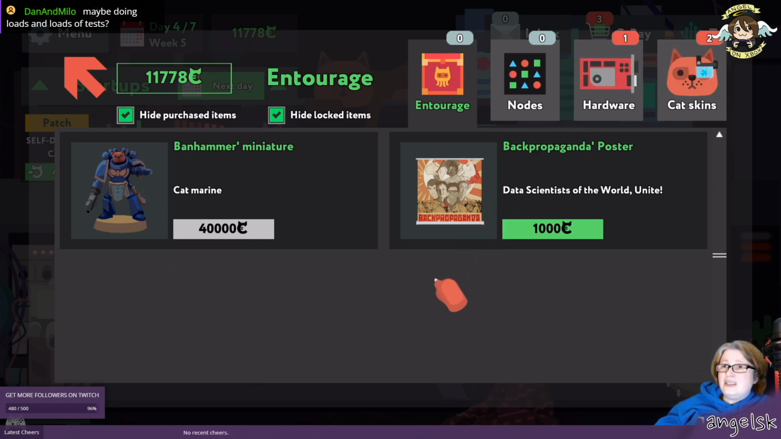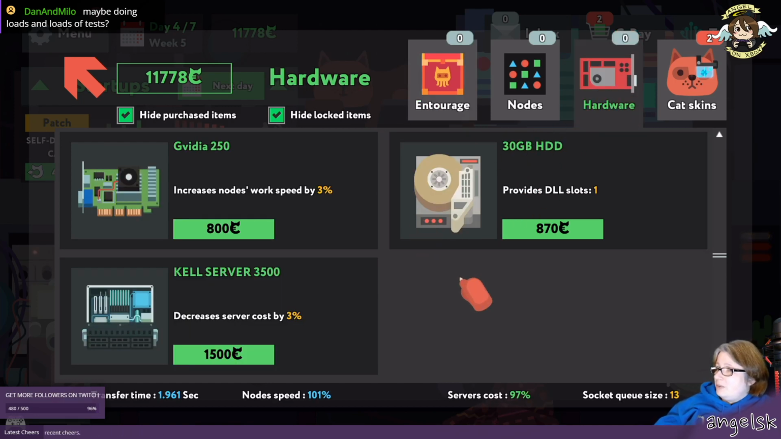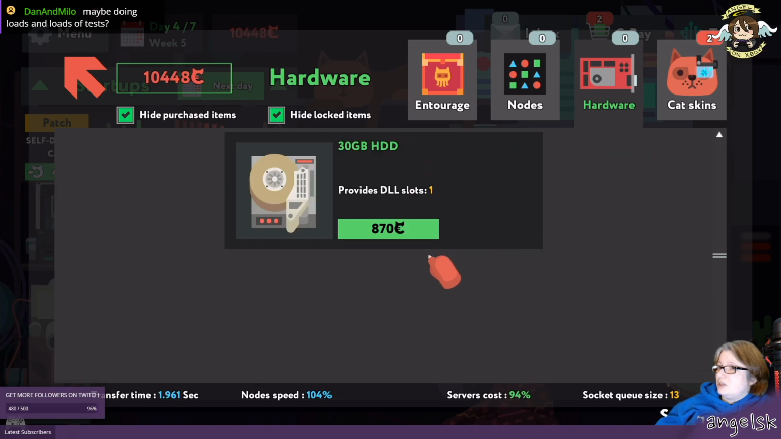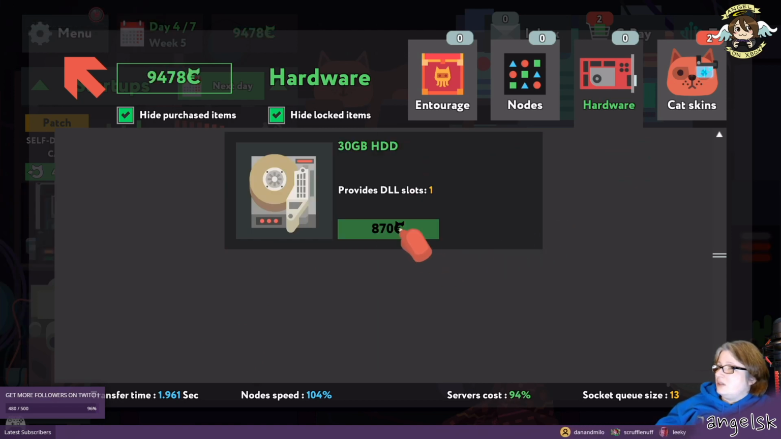Loads and loads of tests, yeah, maybe, or deleting stuff, or okay, what do we got? Ooh, deal. We don't really need the DLEs. All right, okay. Nodes work speed, yes, please. Server cost, yes, please. I mean, it's 870. That's fine.